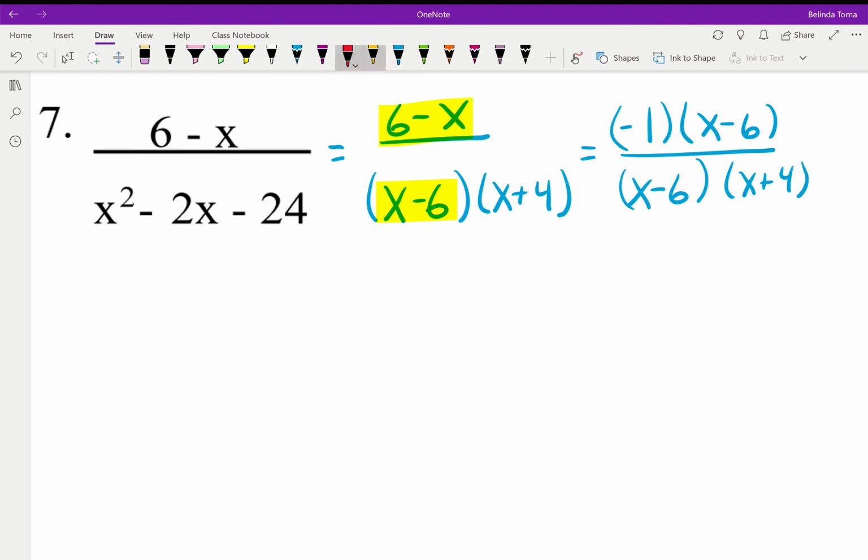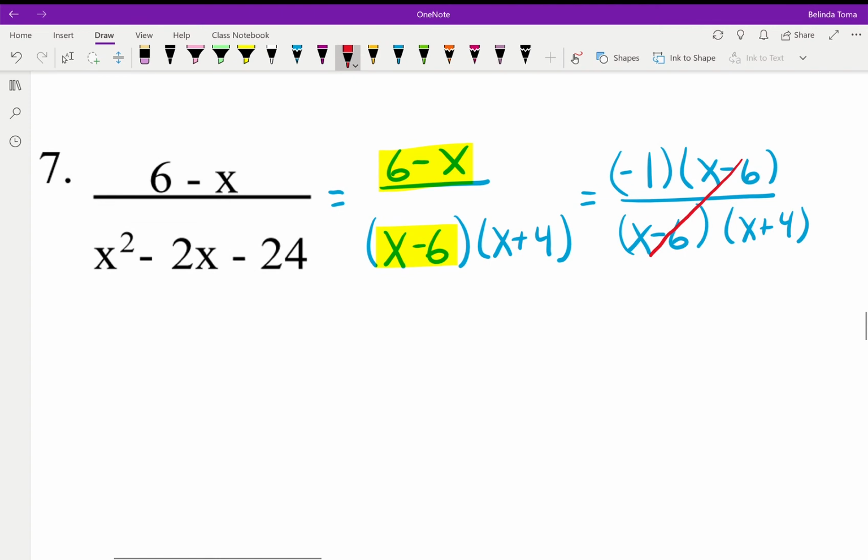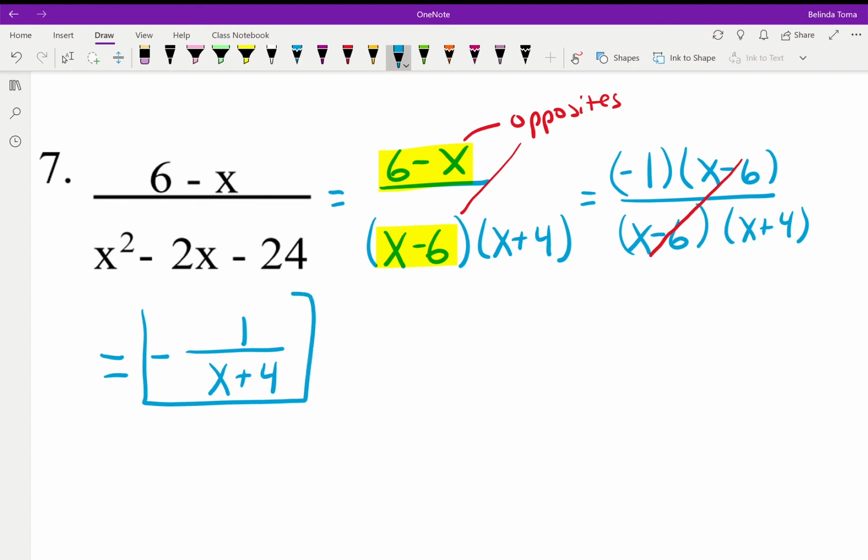So now I can cancel these, and I'm just going to make a note here because with that highlight, I want to make sure you remember these are opposites. That's why we factor out the negative 1. So at this point, because I have no term left in the numerator, I can leave a 1. I would put the 1 in front of the fraction bar, and in the denominator I have x plus 4. That's my simplified answer. Now I'm going to do my restrictions.